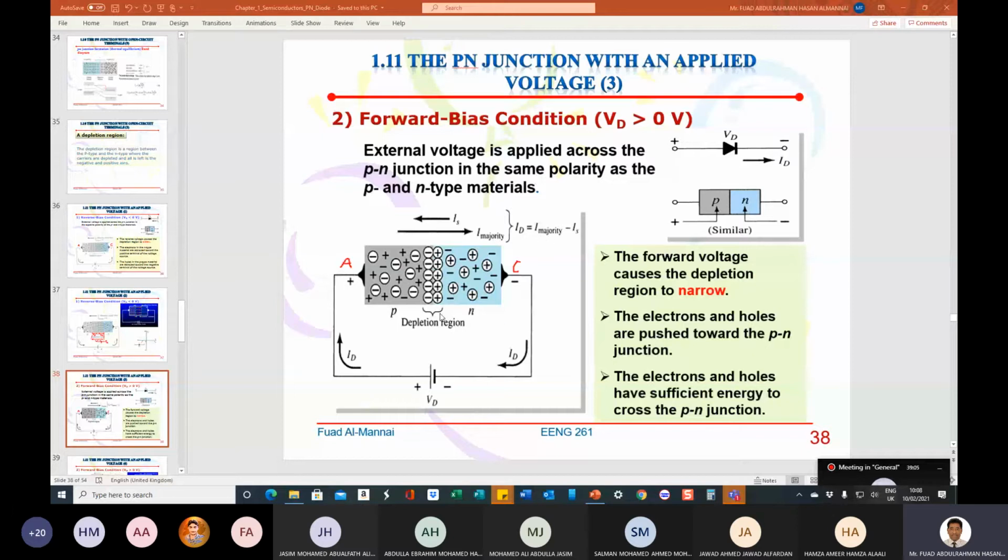The book said the depletion region is narrow, but usually it becomes like 0. What does that mean? It means that when you forward bias the diode, it will be on, just like a piece of wire. Got it? That's a piece of wire.